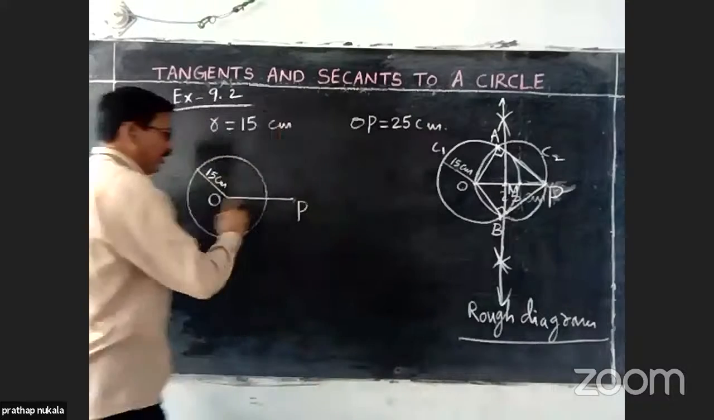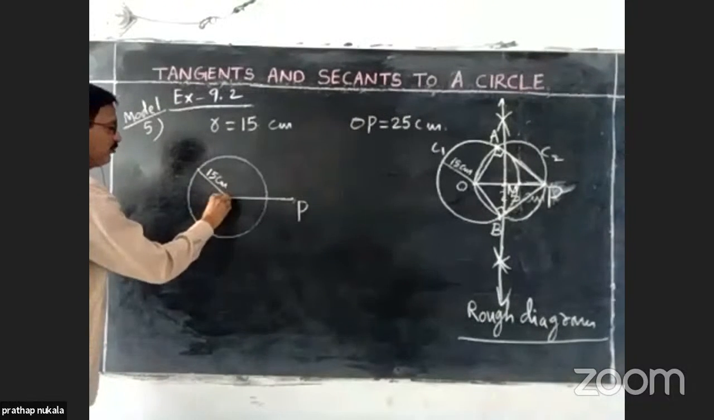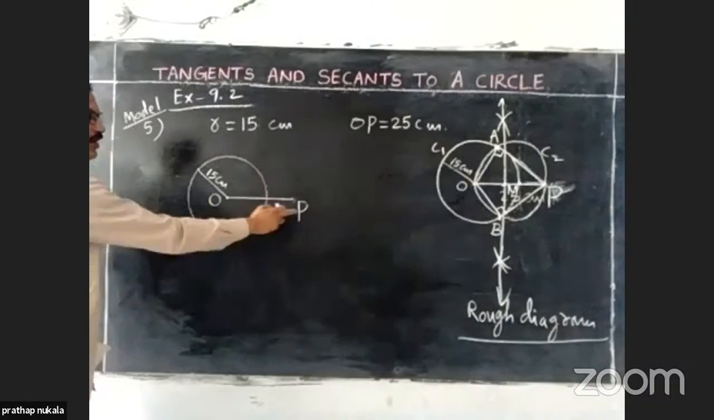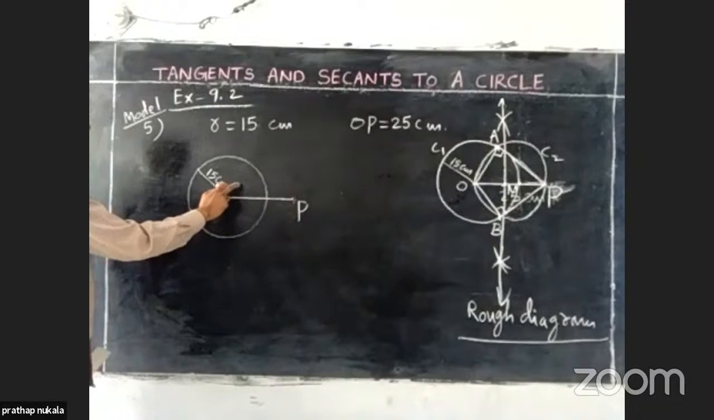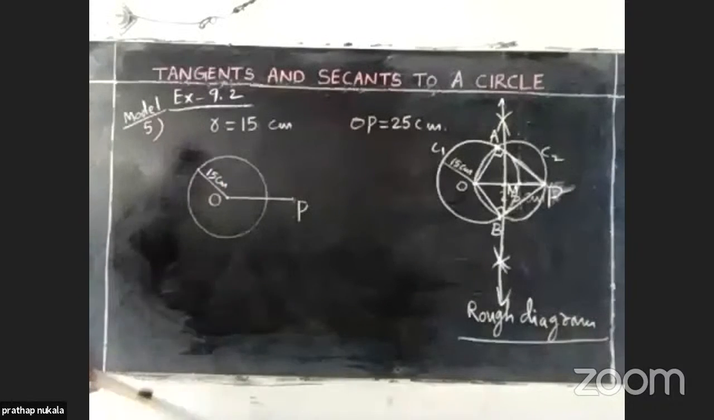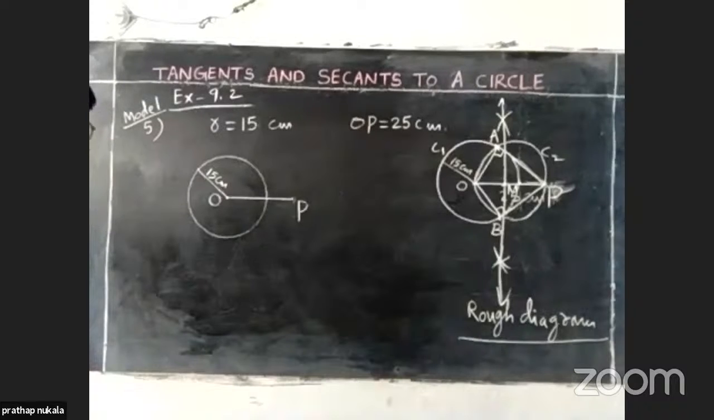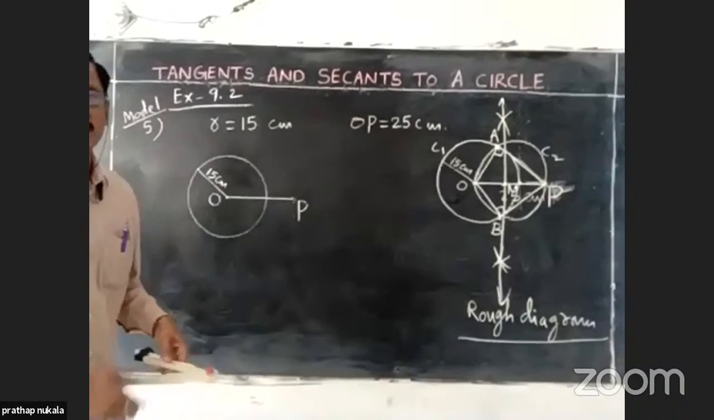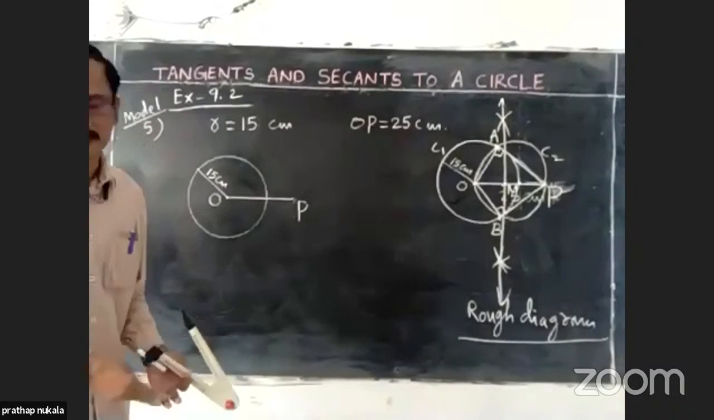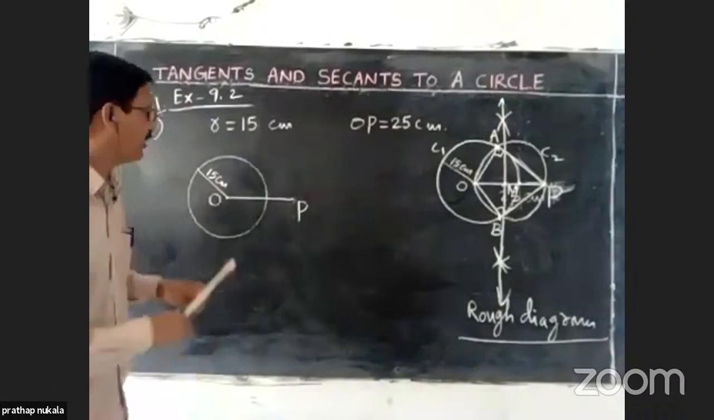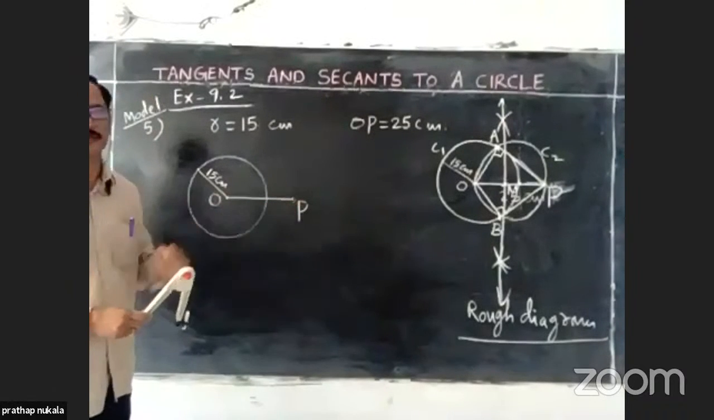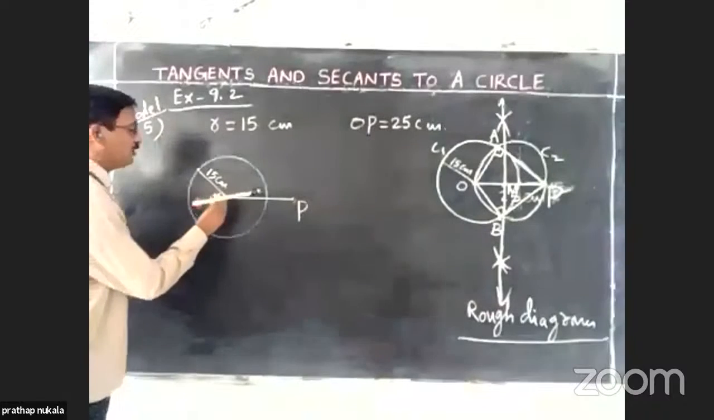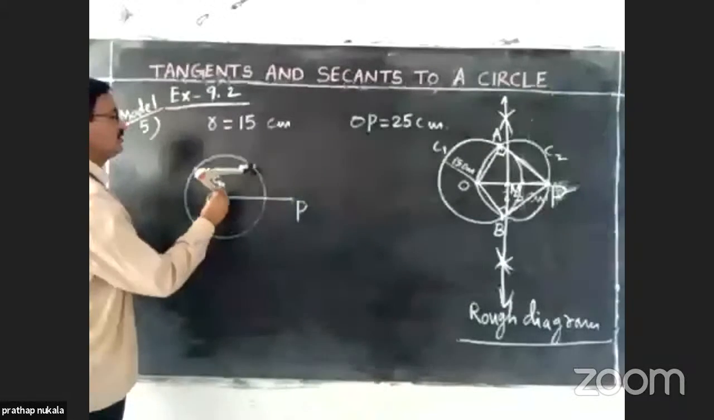Now join O and P. That's all. This is the point O, and this is the point P, the external point P to the given circle. Next, what to do? We have to construct the perpendicular bisector of OP, by taking more than half of the distance OP. This is more than half of the distance.